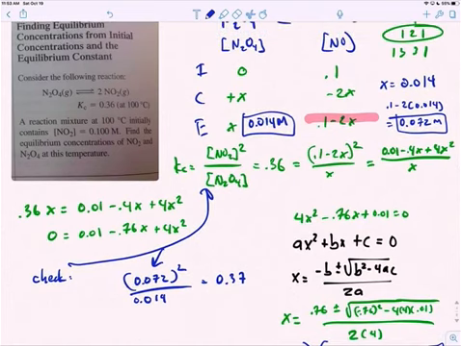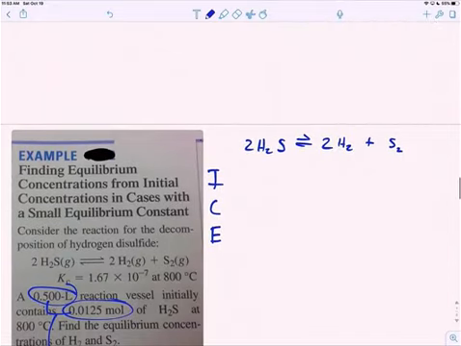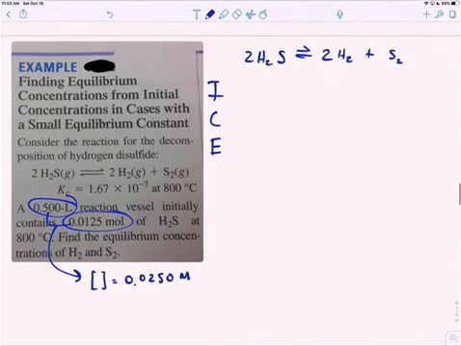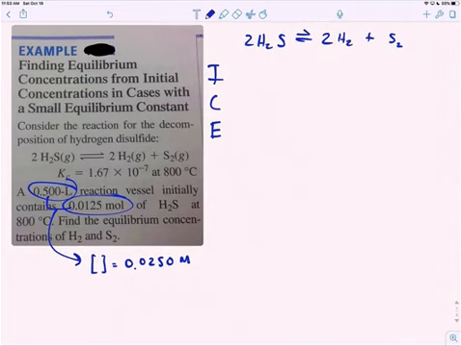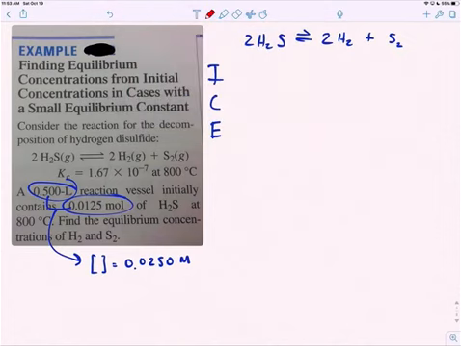You're thinking, geez, I hope we don't have to use a quadratic equation to solve something. Isn't there something easier? Well, there is. There is an easier way to solve some of these, and you can use what's called the x is small approximation. So let's go ahead and do it for this one. I'll change colors on this one. So this is just the initial concentration.